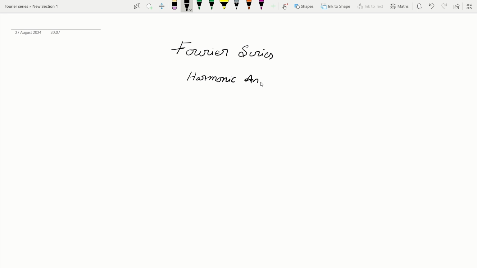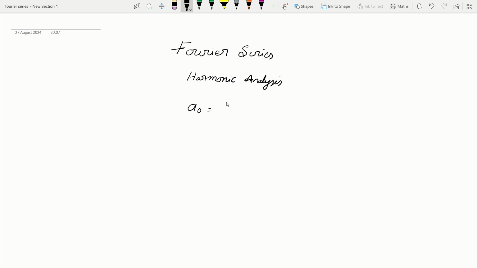Harmonic analysis, the easiest topic. Those who find difficulty with differentiation and integration can leave the other topics and concentrate on this. This harmonic analysis will help us find the constant term, that is A naught, and the first harmonic terms, A1 and B1.